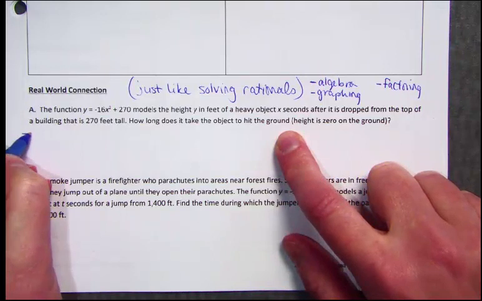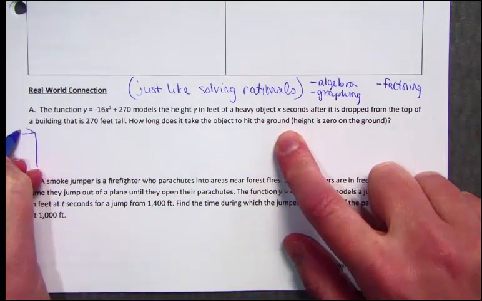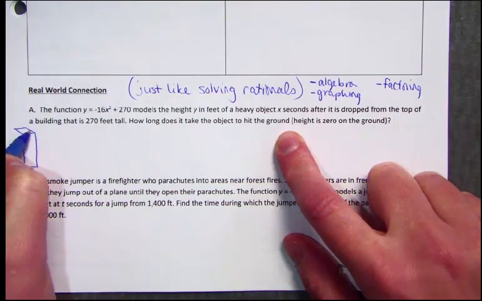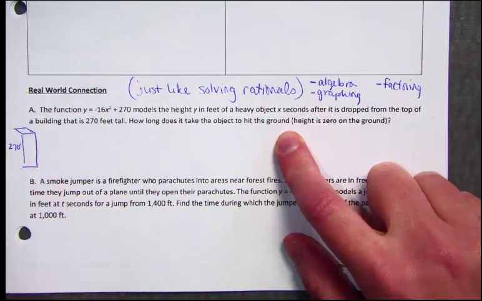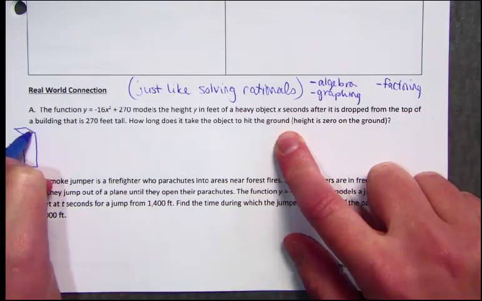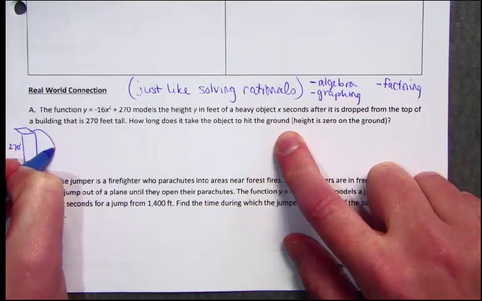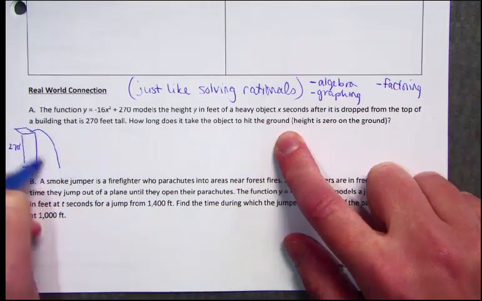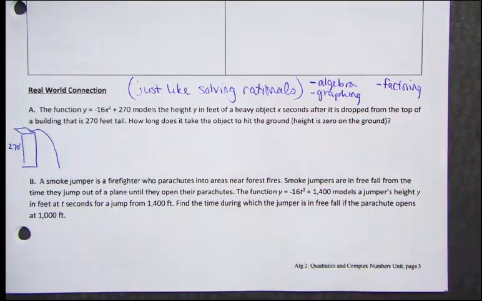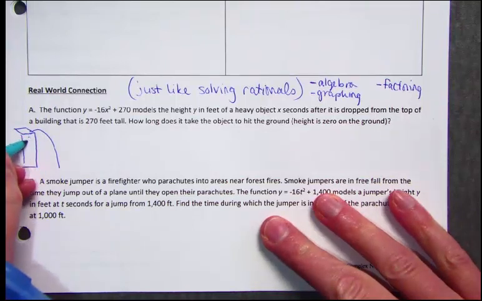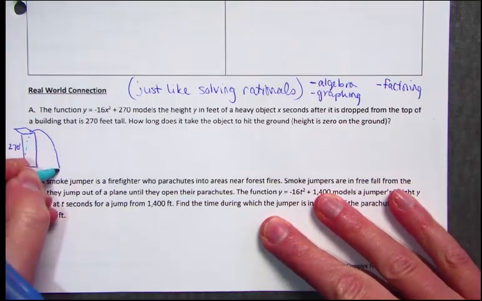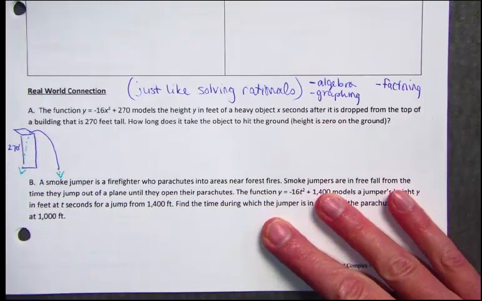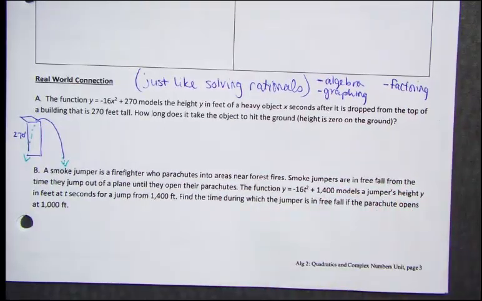If you want a visual of this, we have our tall building here. It is 270 feet, and we're dropping something from the top of that building. Now when we drop something, it tends not to just fall straight down, it actually falls in an arc like this. So this is where we're getting that quadratic shape. Remember, quadratics are either U-shaped or upside down U-shaped. This one happens to be an upside down U shape.